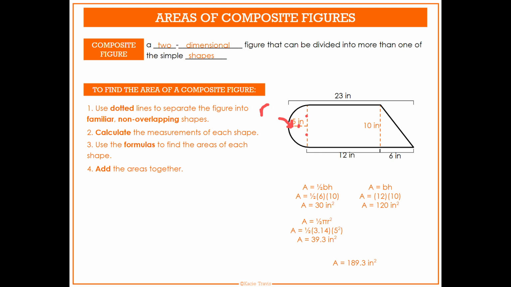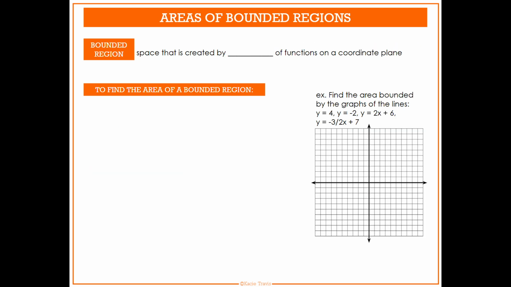Now, along with this, we have one more bit of notes that we have to go through. What we're going to talk about is a bounded region. A bounded region is a space created by graphs of functions on the coordinate plane. Over here in our example, we have 1, 2, 3, 4 different functions: y equals 4, y equals -2, y equals 2x plus 6, and y equals -3/2 x plus 7.